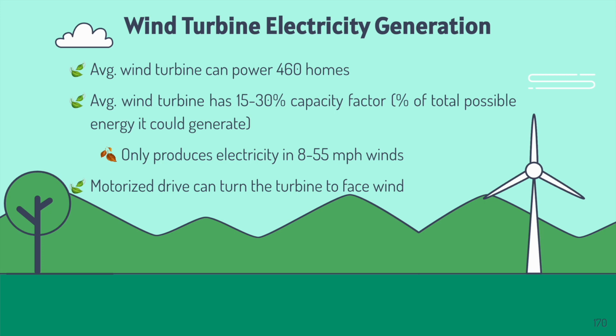However, most turbines have a motorized drive that can turn the turbine to face the wind. So even though the turbines themselves are stationary, firmly fixed into the ground, the top part of the turbine can rotate, so that it maximizes the speed of the wind that is hitting those turbine blades.